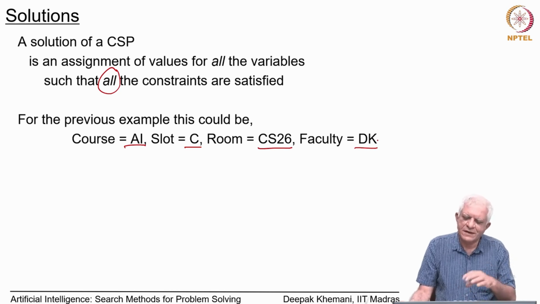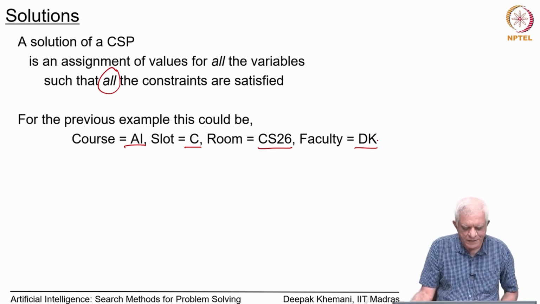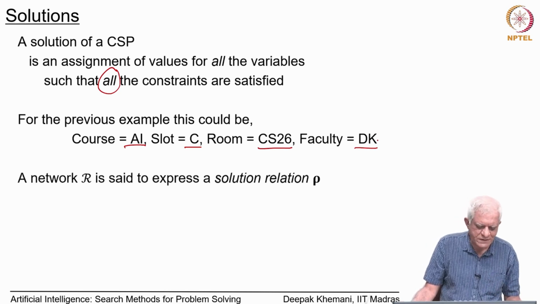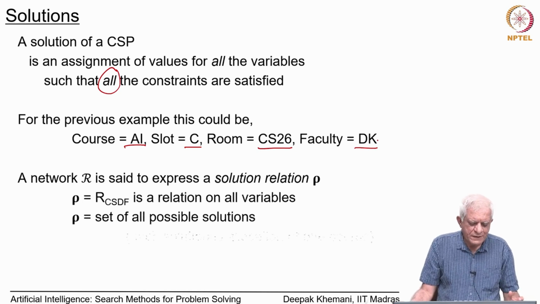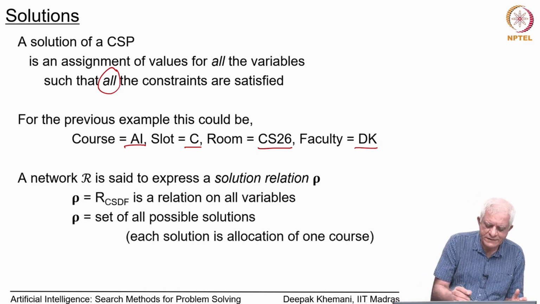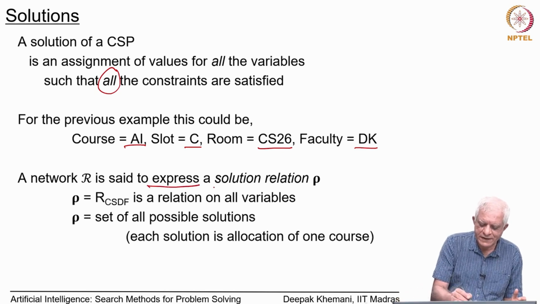For example, the same instructor cannot be teaching, in the same slot, 2 different courses. So, all those things will come into play, but this is just a small illustration. Just to get us going, we say that a network R is said to express a solution relation. So, it expresses a relation called a solution relation.